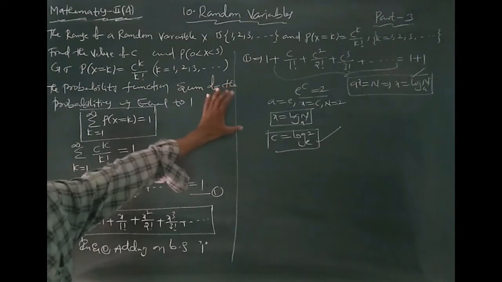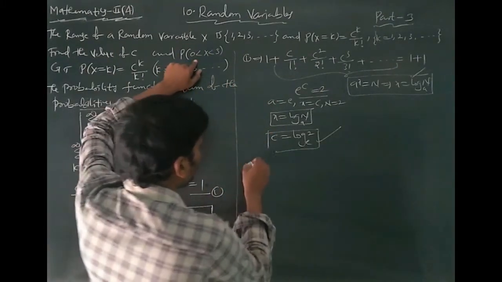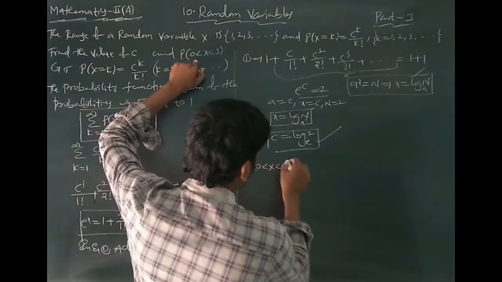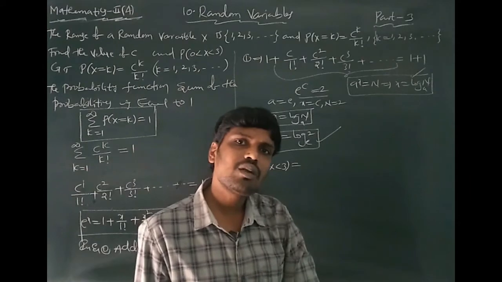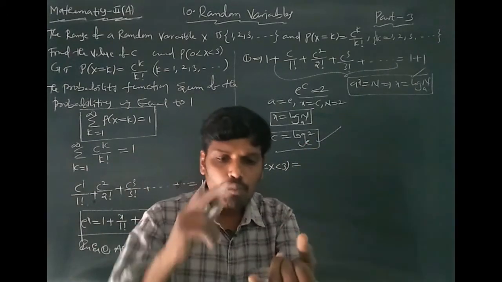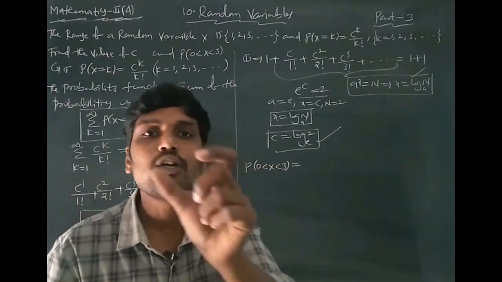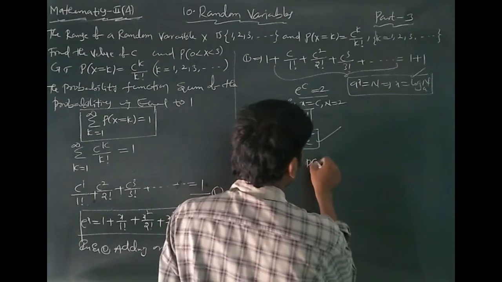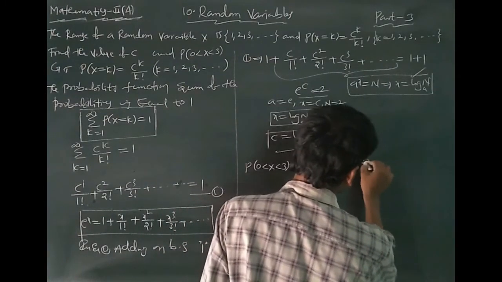This type of problem sometimes comes for 2 marks. Next, one more problem: P of 0 less than x less than 3. What is the meaning of 0 less than x less than 3? The value lies between 0 and 3. More than 0 means 1, 2, 3, 4; less than 3 means just 1, 2 only. That's why P of x equal to 1 is the first value, and P of x equal to 2 is the second value.